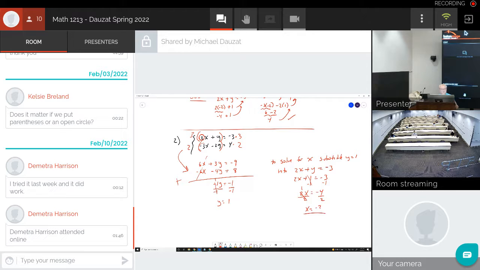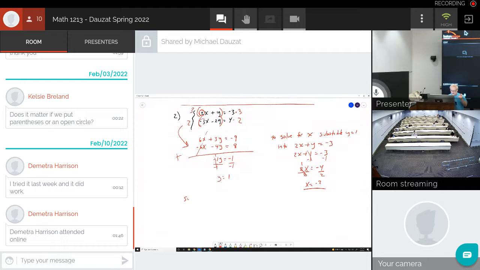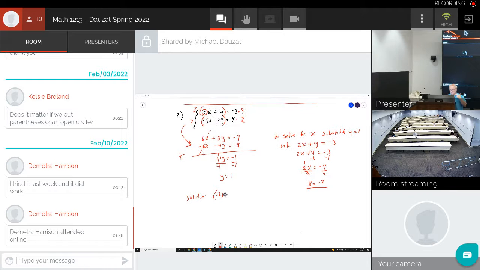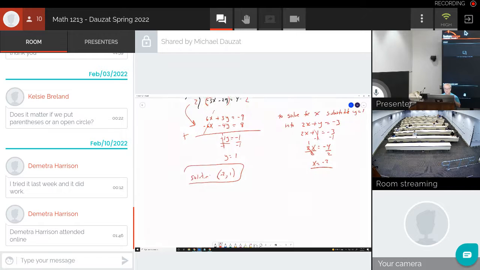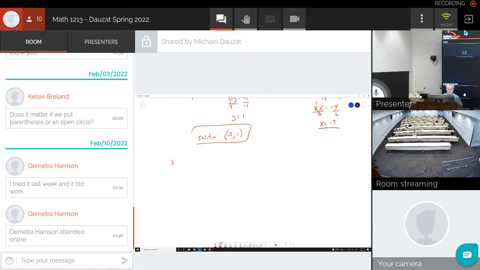Negative 2. Okay? Now the directions, remember, will usually say write your solution as an ordered pair. So an ordered pair is a point. So you're going to say solution, parentheses, what's the x coordinate? Make sure you put it in correct order. Negative 2. And what's the y coordinate? 1. So make sure you put them in the right order. So that's elimination addition. All right, let's do another one. This will be number 3.